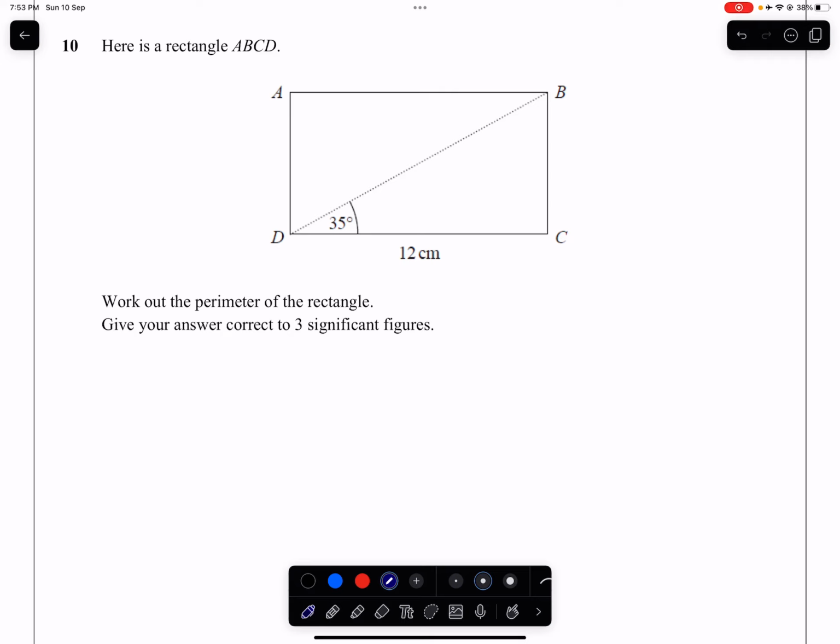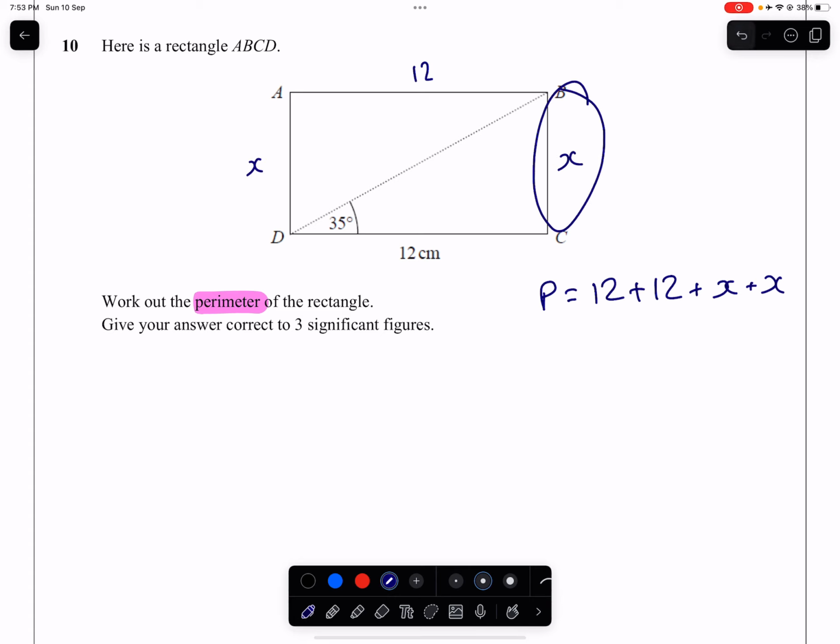Question 10. We have a rectangle ABCD where our diagonal BT has a 35-degree angle and our length here is 12. And the question is asking us to find the perimeter of this rectangle. In order to find the perimeter, we're going to need to add 12 and 12 for the top, along with two unknowns that we need to figure out, which is the height of this rectangle.